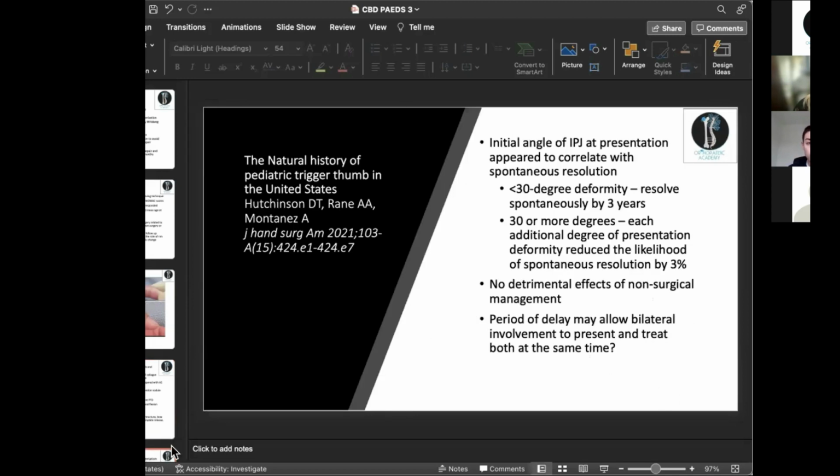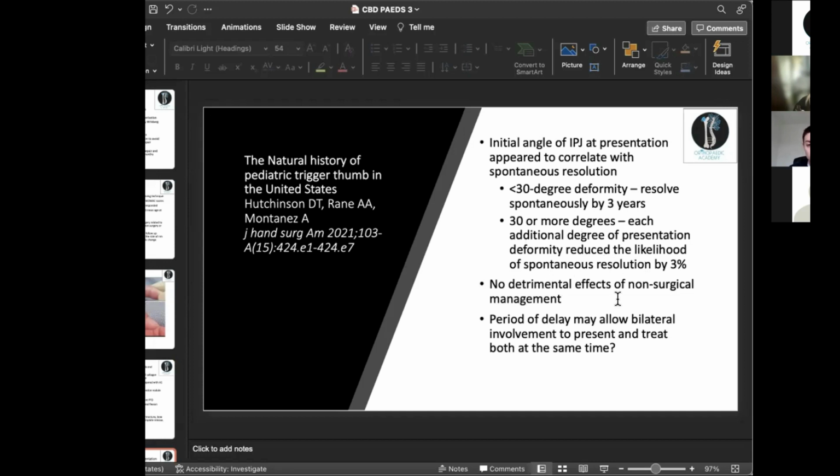All right. Little bit of a paper for you. So here's what you're talking about. So 30 degree deformity, 30 or more degrees. If there's less deformity, they're more likely to resolve spontaneously than if they're 30 or more degrees of fixed flexion. And for each additional degree, then you reduce the likelihood of spontaneous resolution by 3%.